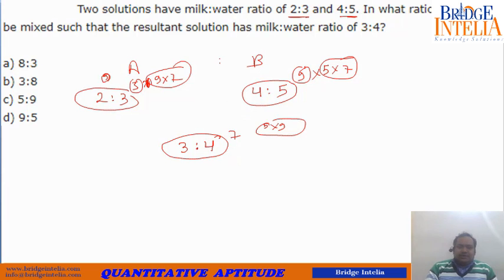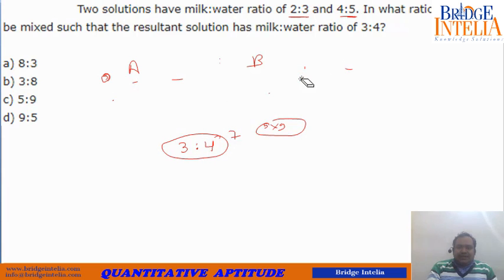So in this case I would suggest you can take the fractional approach. That would be easy because here the data is not, you can say, straightforward. So let's use the fractional approach here.